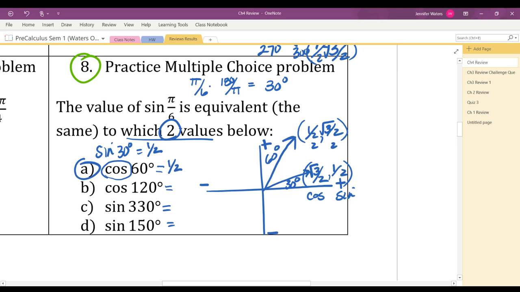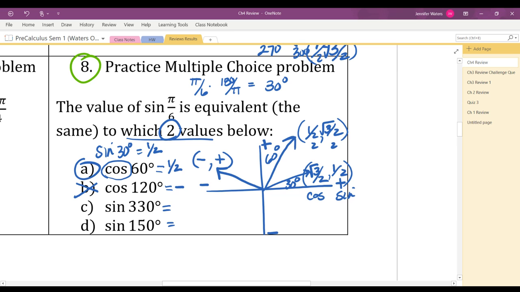Don't stop here. Let's look at 120 degrees, which would be over here in this area. Now, something to keep in mind. If it's looking for cosine, cosine's going to be negative and sine's going to be positive. If I were to do this, I would end up getting a negative answer, which means B cannot be correct.